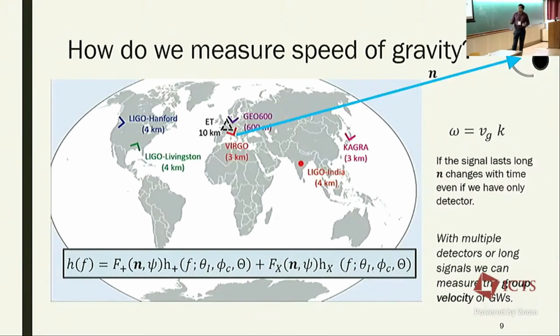So for Cosmic Explorer, if we have a loud enough signal, like I use a signal of SNR 1000, and the signals that we detect today will easily have SNR of 1000 in Cosmic Explorer. So it's not a very exotic signal in that sense. So this is the first effect that we can use to measure the speed of gravity in Cosmic Explorer using just one gravitational wave event.